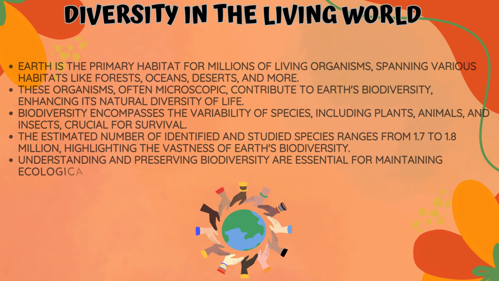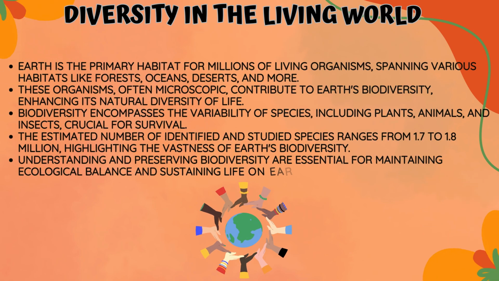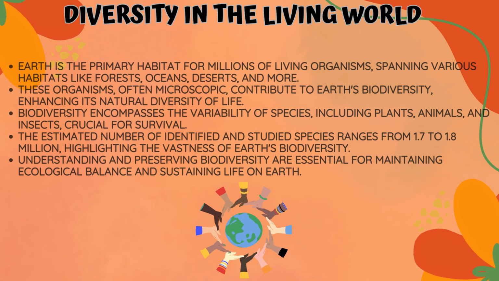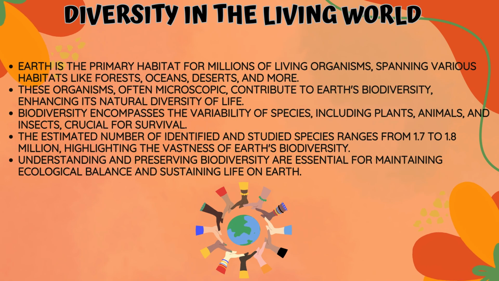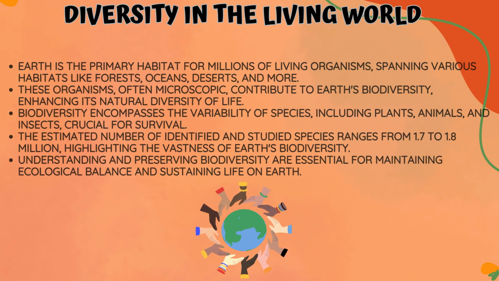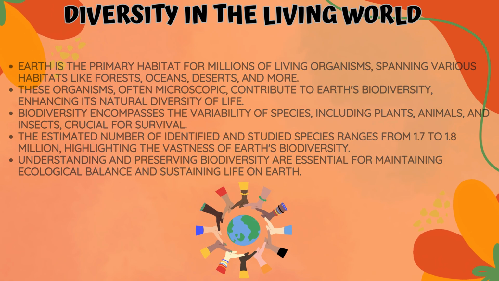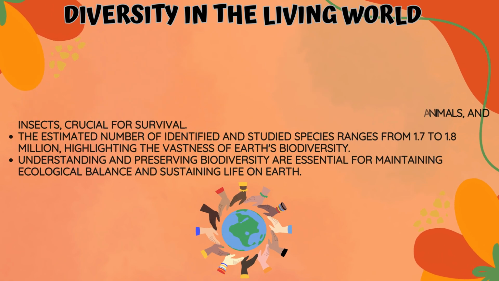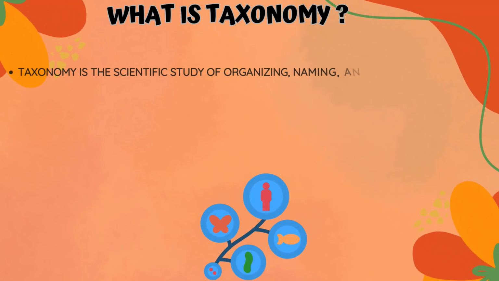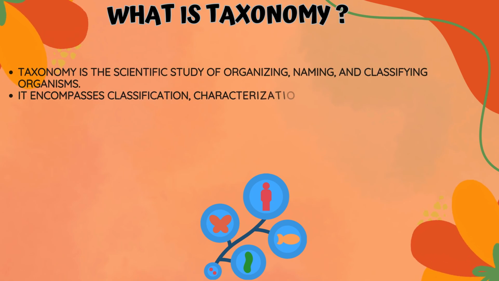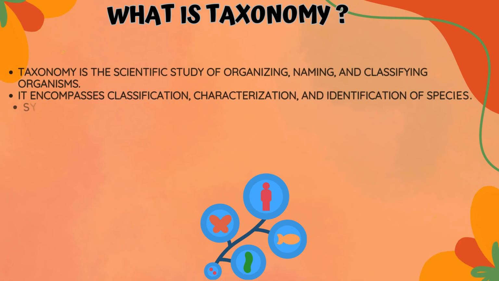The number of species identified and studied is 1.7 to 1.8 million. They all together make up the natural diversity of life in this world, which is generally called biological diversity or biodiversity. So, what is taxonomy? Taxonomy is the study of classification, characterization, nomenclature, and identification of organisms. It is a branch of science.